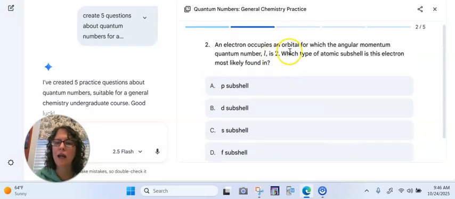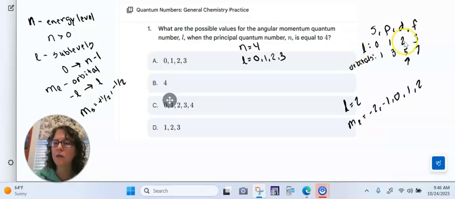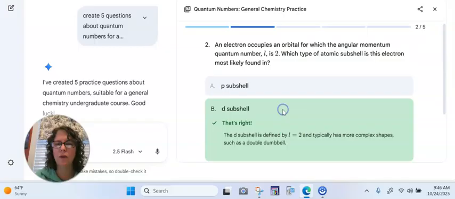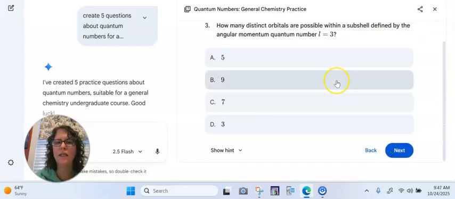An electron occupies an orbital for which the angular momentum quantum number l is 2. Which type of subshell is this found in? Well, I have that on my little review over here. If l is equal to 2, you're in a d subshell. s, p, d, and f are 0, 1, 2, and 3. So we're in a d subshell. Good job. All right, moving on to the next one.